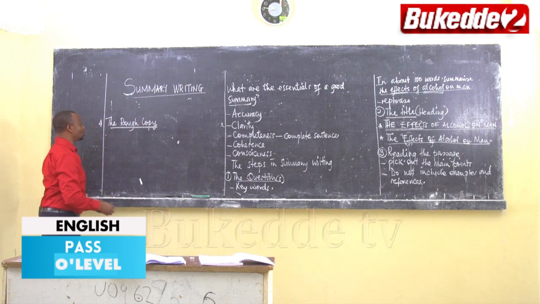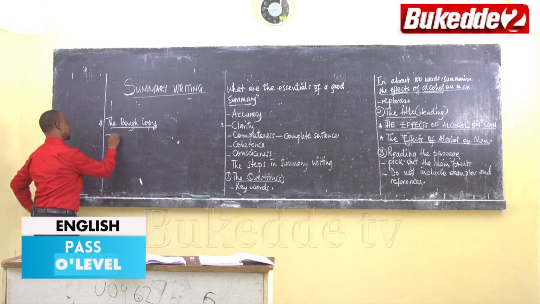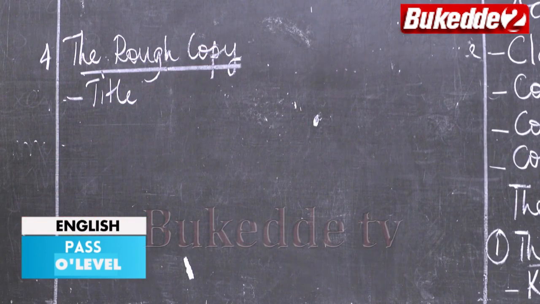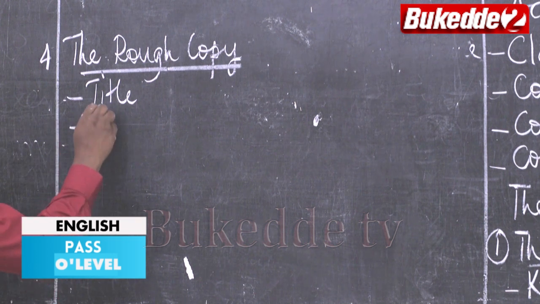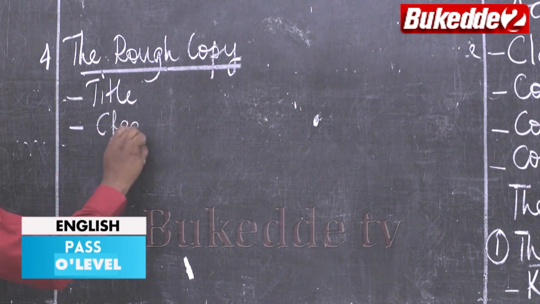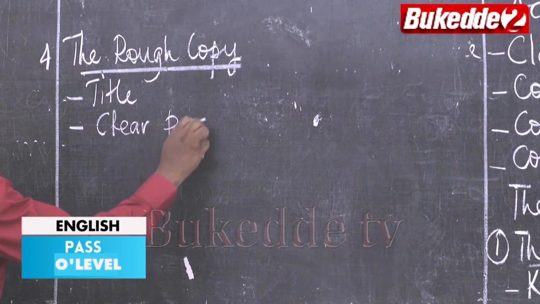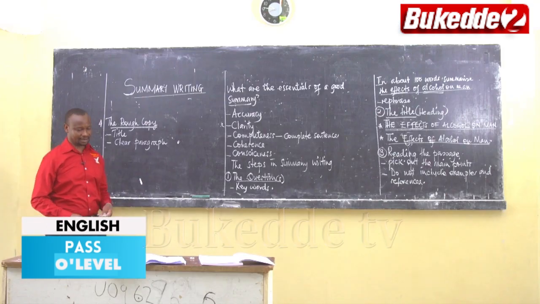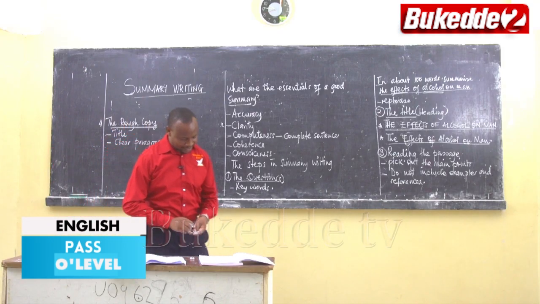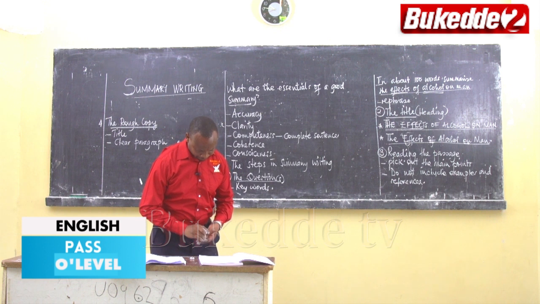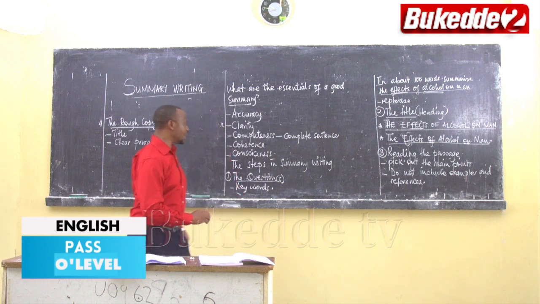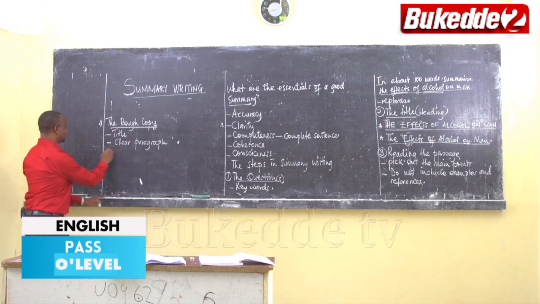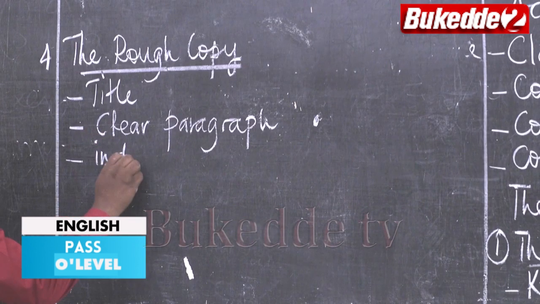So the rough copy is going to be, number 1, it must have the title. Your rough copy must have a what? A title like we have earlier mentioned. Number 2, it must be in a clear paragraph form. What do I mean by a clear paragraph? A paragraph is identified by indenting. The word is indenting. It is indented.